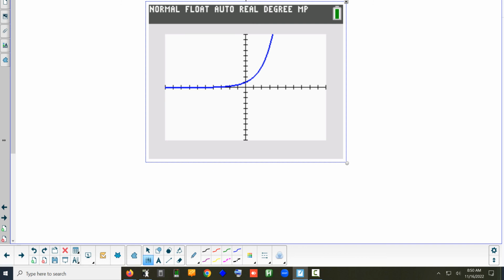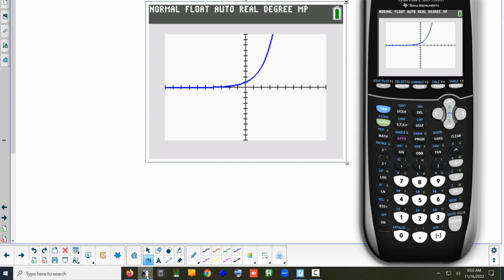How about the range? Does it look like this graph goes, let's start with up forever? Yeah, it does go up forever. How about down? No, it doesn't go down forever. It levels off, and it gets closer and closer to a value, but it never reaches it. What value do you think it's getting closer to, but never reaching? 0. We can check that if we go to the table.